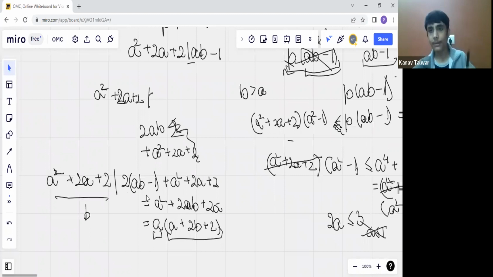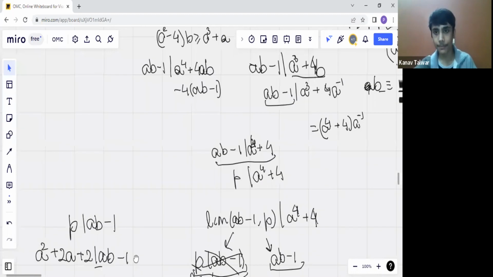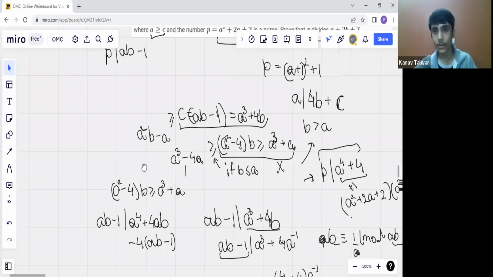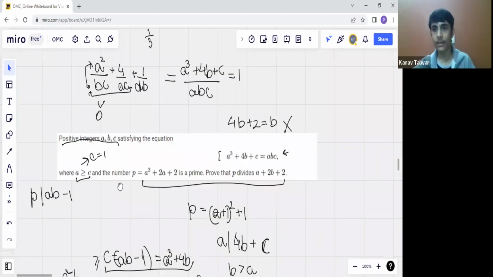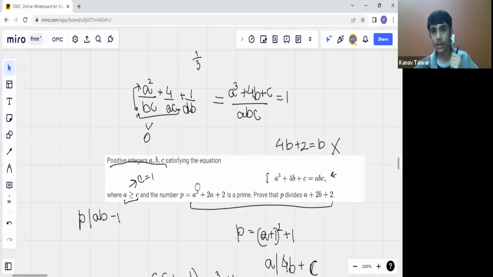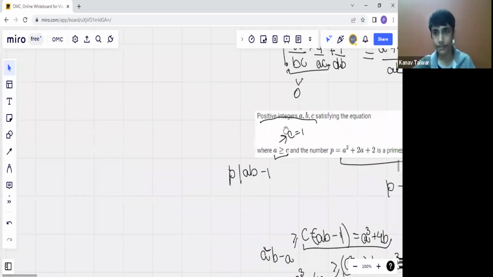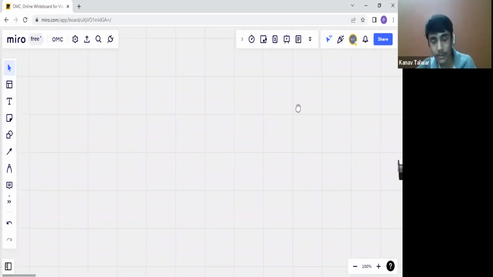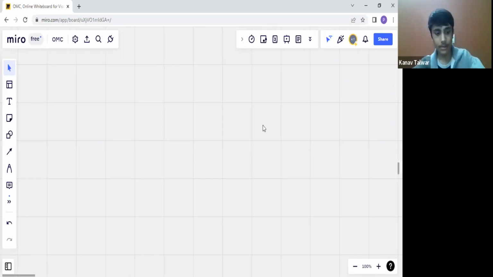And then a really nice observation: multiply AB minus 1 by 2 and add P. So some nice divisibility manipulations can get that. We get that P divides A times A plus 2B plus 2. As A and P are co-prime, we got P divides A plus 2B plus 2, which is exactly what we needed. So I hope this is clear. We'll move on. We don't have much time left.